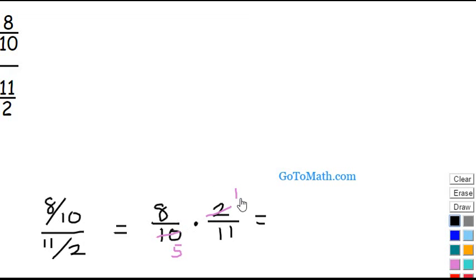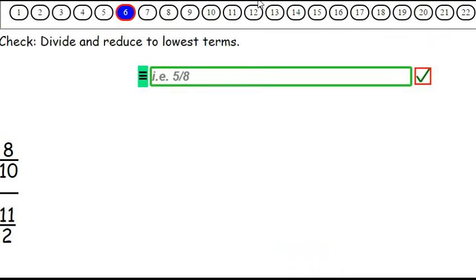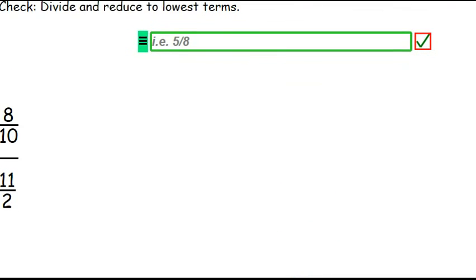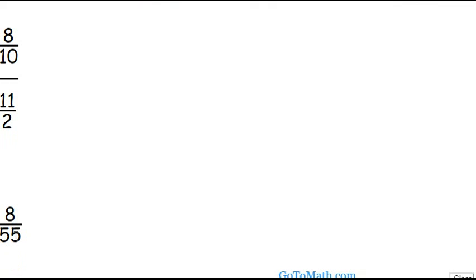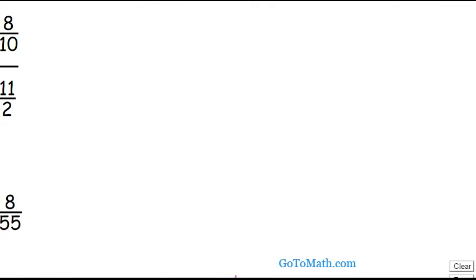So we got 8 times 1 is 8. 5 times 11 is 55. So it looks like we have 8 over 55. Let's just click on the answer over here. 8 over 55, and that's what the script is telling us, so I'm sure that's probably what it is.